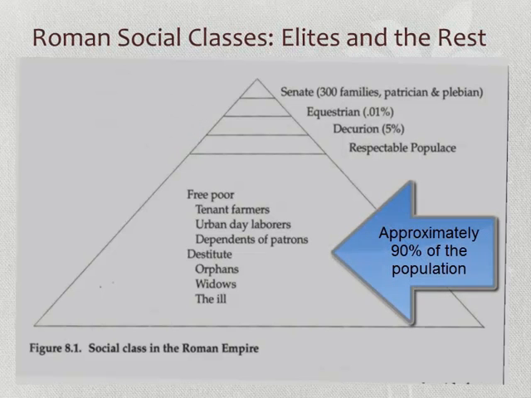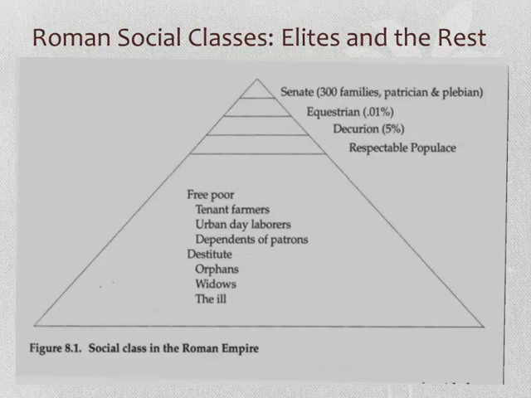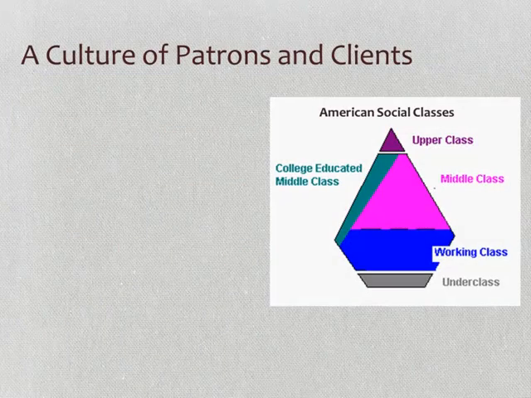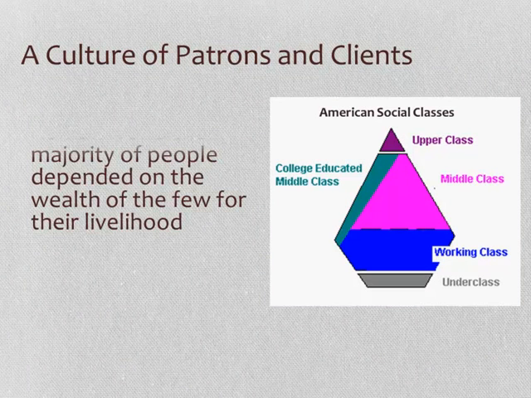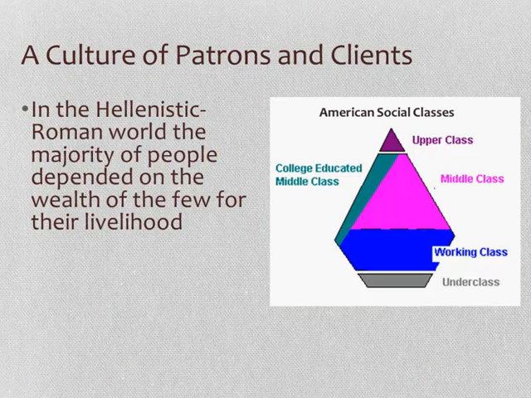The other, approximately 90%, was made up of the large swath at the bottom of the pyramid, which here is categorized as the free poor, people such as tenant farmers, day laborers, or dependents, as well as the destitute, orphans, widows, the ill, the handicapped, the impoverished. So you'll see that this large bottom part of the pyramid really depends on the top for all of its resources and influence. Let's break this down a little bit further. This culture of patrons and clients in the Hellenistic world meant that the majority of people depended on the wealth of the few for their livelihood.